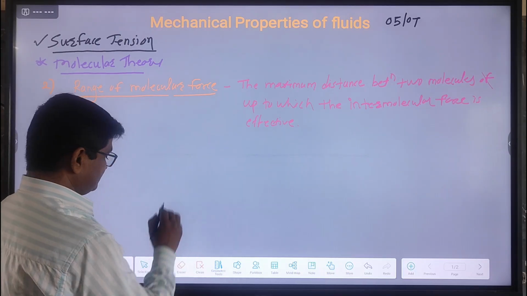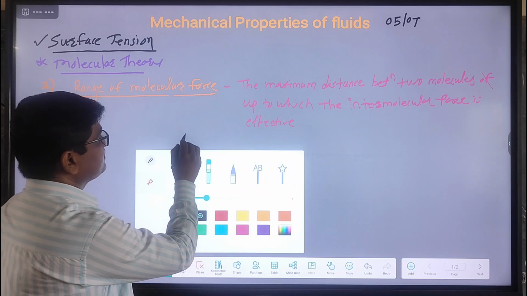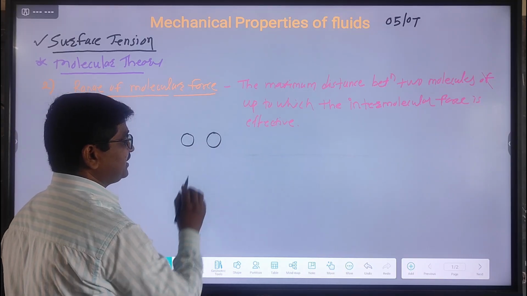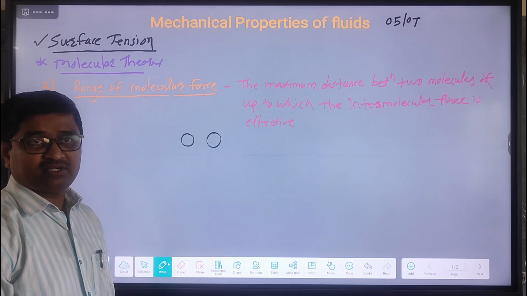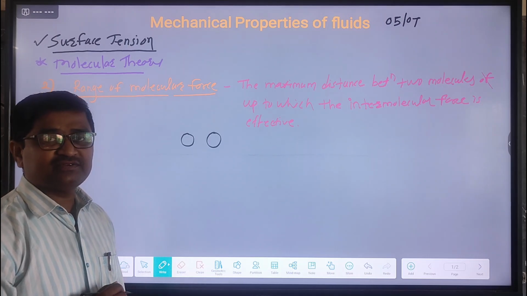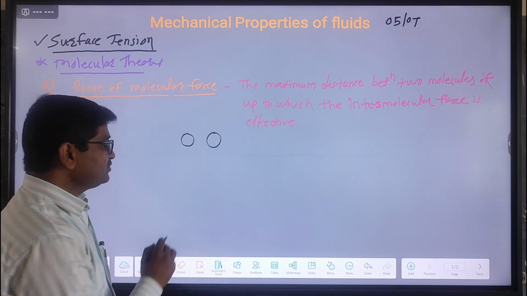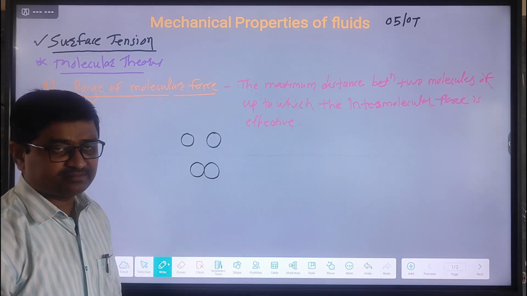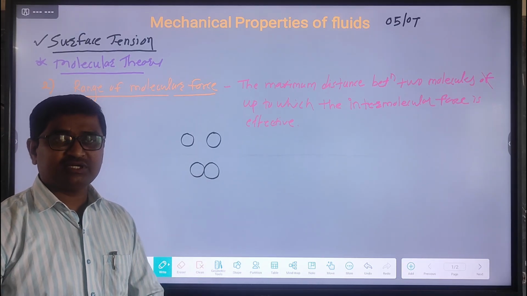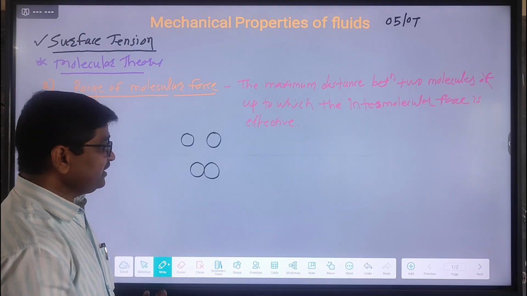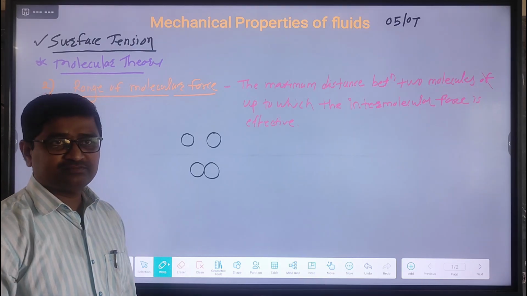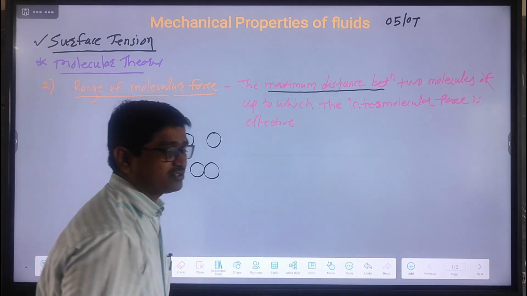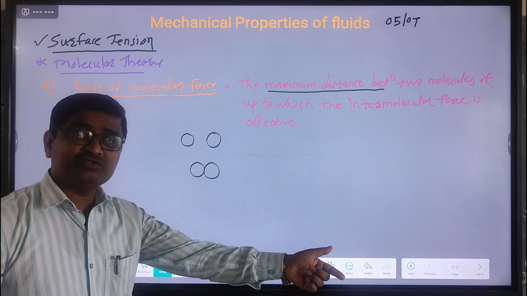Let's imagine there are two molecules. Imagine that this is our first molecule and there is a second molecule. Initially both molecules are separate. Now what happens when the intermolecular force is effective? When the intermolecular force is effective, these two molecules come very close together and attract together. Get it clear? Now the range is the maximum distance between two molecules up to which the intermolecular force is effective.